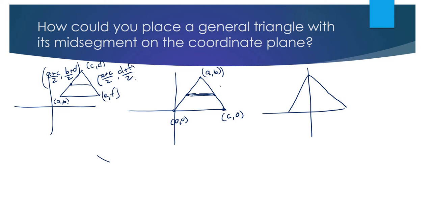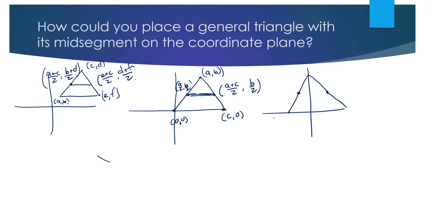This one's a little easier to find the midpoints, you can see, because 0 plus A is A over 2, and then we just have B over 2. The midpoint here would be A plus C over 2, and then B over 2. So a little bit easier to work with midpoints when we place one of the things on the origin. But let's be a little creative here.